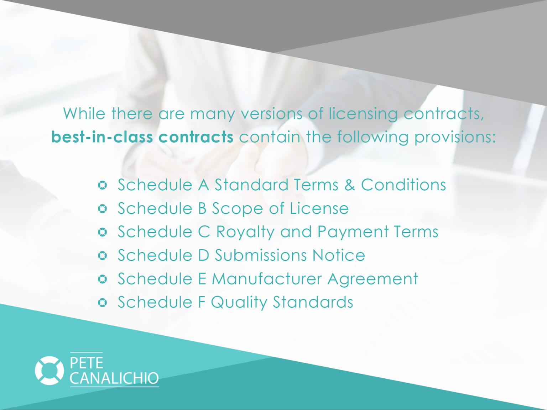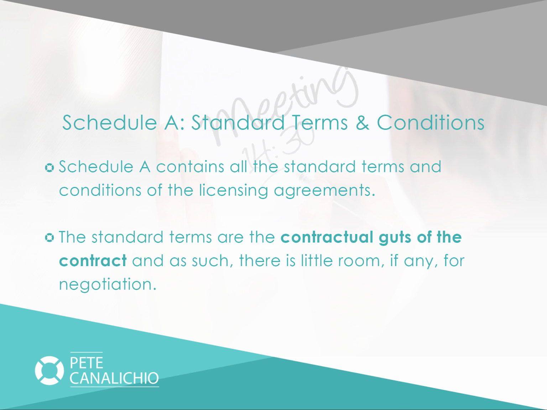Schedule A, Standard Terms and Conditions. Schedule B, Scope of License. Schedule C, Royalty and Payment Terms. Schedule D, Submissions Notice. Schedule E, Manufacturer Agreement. Schedule F, Quality Standards. Schedule A, Standard Terms and Conditions. Schedule A contains all the standard terms and conditions of the licensing agreements.